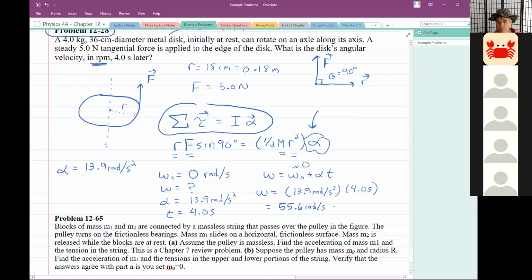I'm just going to skip this conversion. You can then convert from radians per second to revolutions per minute. 1 revolution is 2 pi radians, and obviously 1 minute is 60 seconds. What you would find is that this ends up being equivalent to 530 revolutions per minute. Booyah.